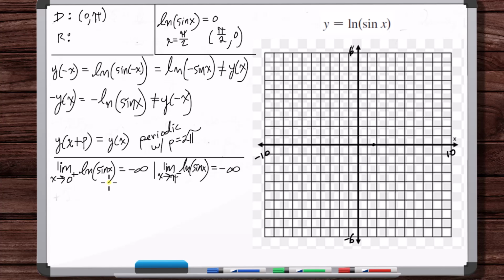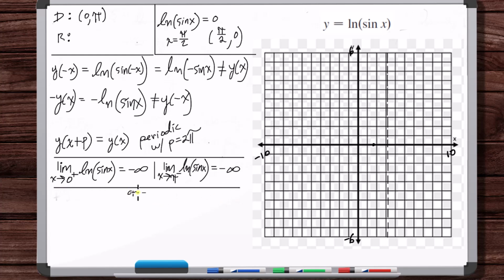I put them in different categories when we're doing curve sketching like this because they're associated with the endpoints. Just note that these are associated with the endpoints of the domain that we're drawing, but these are vertical asymptotes. So the origin is a vertical asymptote and pi is a vertical asymptote. That's a vertical asymptote at x equal to 0.